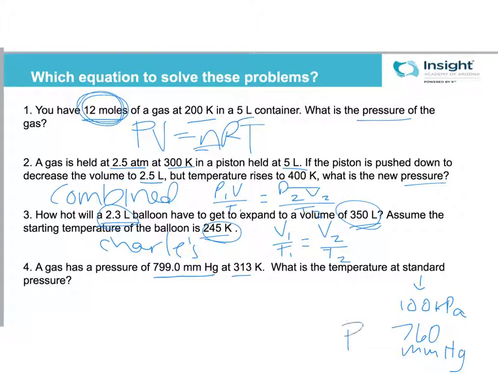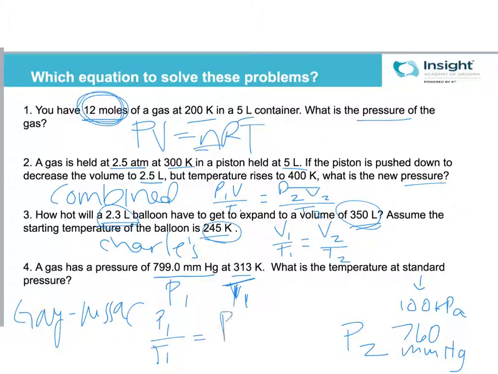So we know P2, P1, T1. This sounds like a Gay-Lussac problem: P1 over T1 equals P2 over T2.